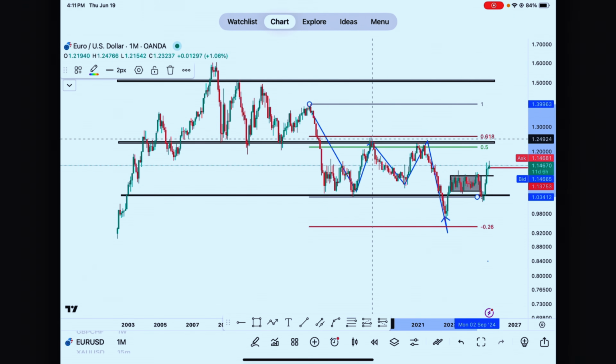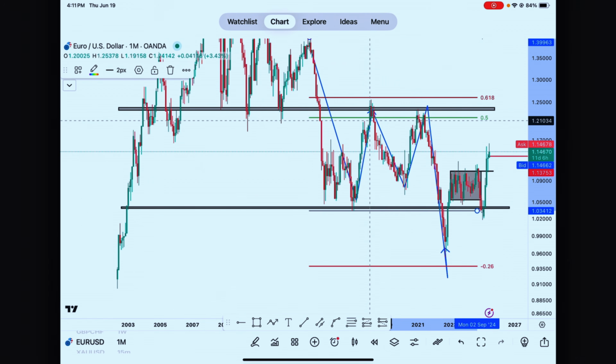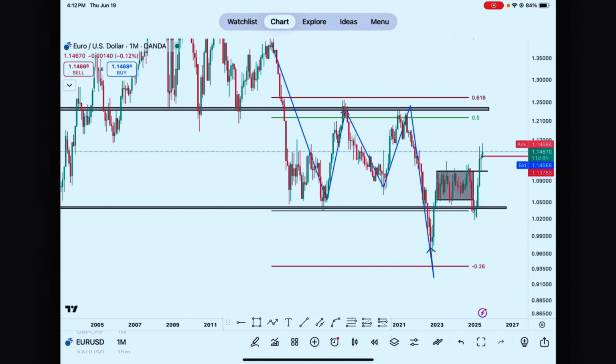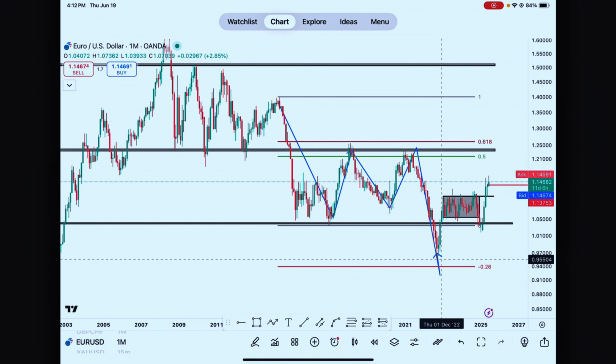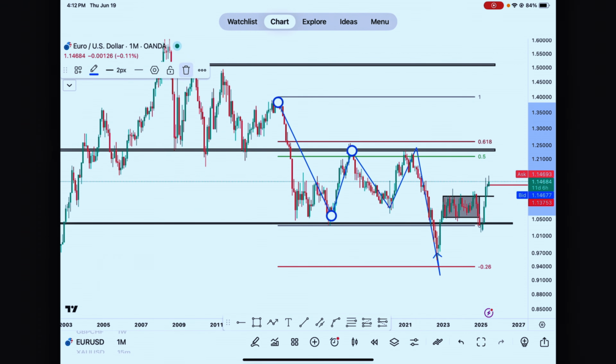Can you see? We came into this region, which is serving as a resistance, created a double top, and now the market gave us an impulse move to the downside. It's just that easy to explain. It's just that very easy.